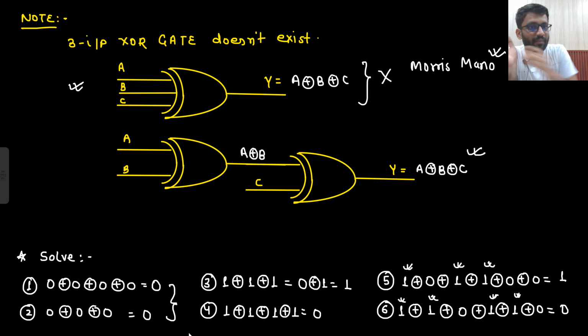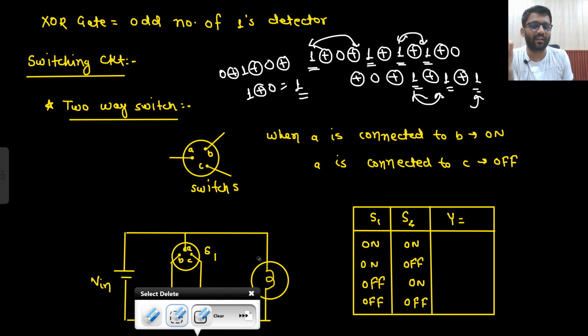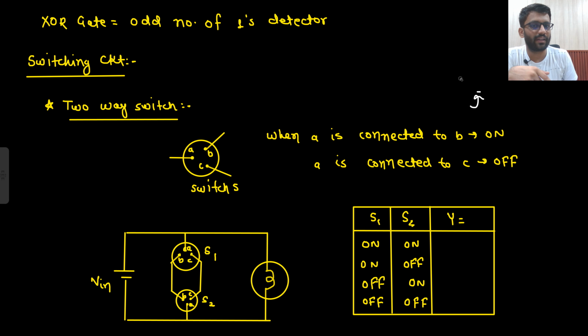So rather than mugging it up, keep it in mind. I have seen a lot of people forgetting this, the odd number of ones detector, because the XNOR gate will also come there, and then the scenario will be different. So a lot of people forget it. If we keep it in mind, it will be more clear to us.